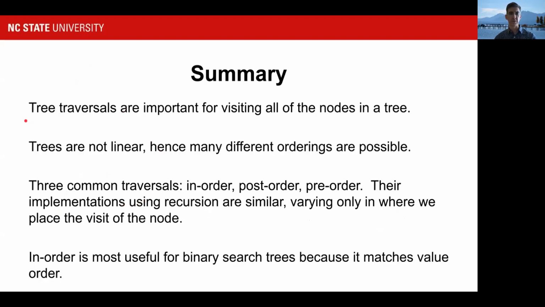Okay, so tree traversals are important for visiting all of the nodes in a tree. Trees are not linear, hence many different orderings are possible. There are 3 common traversals: in-order, post-order, and pre-order. Their implementations using recursion are very similar, varying really only in where you place the visit of the node. In-order is most useful for binary search trees because it actually matches the value order of our set. And this in-order would be a really useful way to, say, implement an iterator to walk over all the nodes in a binary search tree.